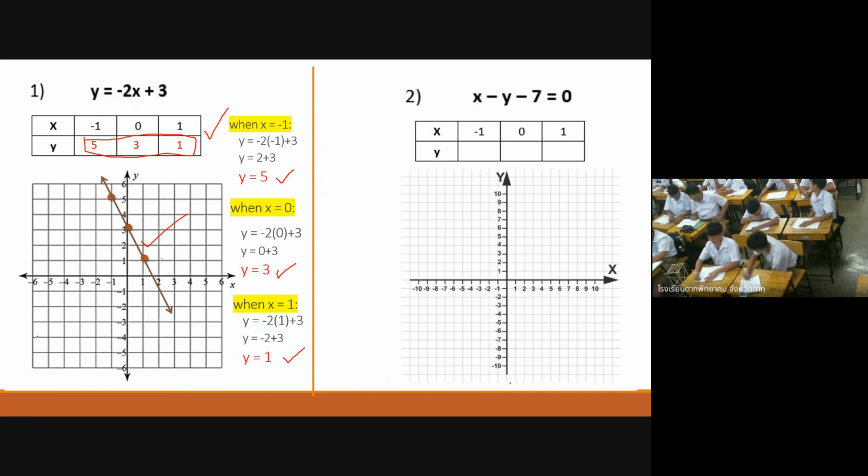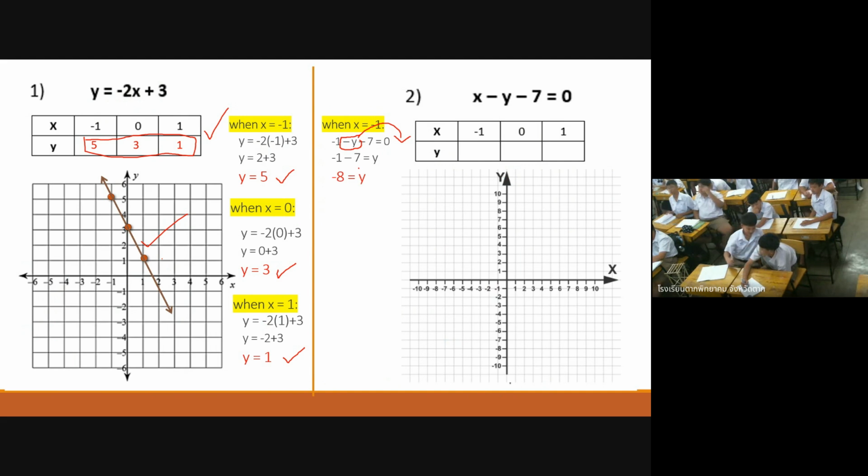Okay, next. x minus y minus 7 is equal to 0. What's the value of y when x is negative 1? Everyone, let's isolate y. This is negative y, right? If we move it over, it becomes positive y. What is negative 1 minus 7? Negative 8. Meaning when x is negative 1, the value of your y is negative 8.